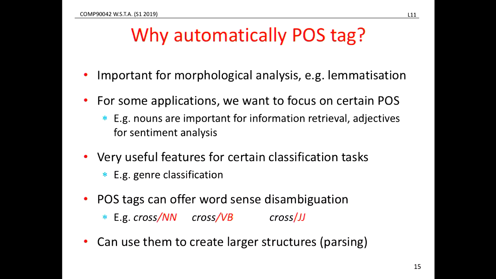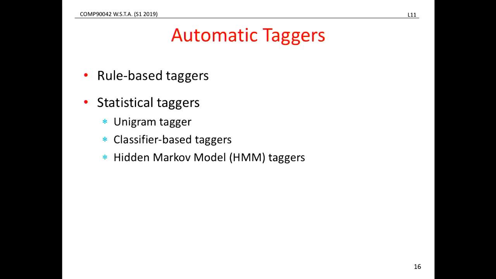And we can use them to create larger structures. So this is a fundamental thing for parsing. To understand the structure of language, we need to know what each of the words are. Okay, so how are we going to try and do this in an automated fashion? So automated taggers, there's a whole bunch of different things. I'll talk about a few of them.